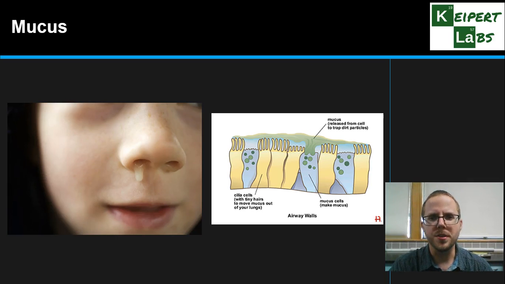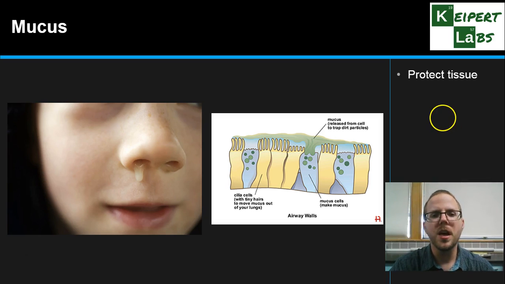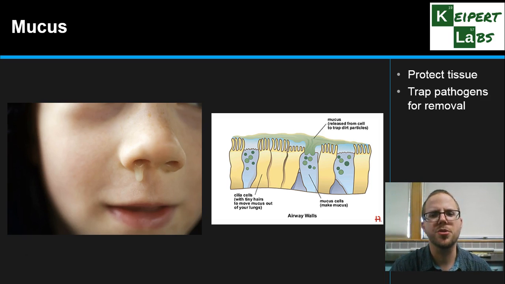Secondly, we have mucus. It's pretty disgusting when you have a cold and you've got a constantly dripping runny nose. I have 3 children, believe me, I clean up my fair share of mucus. But the idea here is that mucus helps to protect you. It helps to protect tissue. It helps to keep things moist and functioning effectively when there has been an invasion, but also to protect it from invasion. It helps to trap pathogens for removal because it's thick and sticky, so that those bacteria or viruses are unable to progress any further.